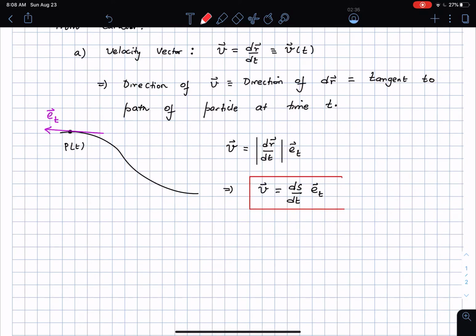And the key takeaway so far is that the direction of velocity vector v is tangent to the path of the particle at any point in time t, and this is given by e suffix t, the direction. All right. Then I said that we will look at the direction of the acceleration vector as well. So I look at the acceleration vector.